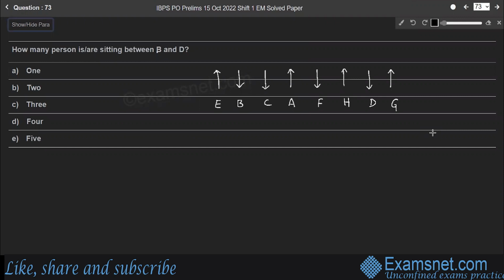Question 73. How many persons are sitting between B and D? Between B and D, there are 1, 2, 3, 4 persons, right? Therefore, 4 persons are sitting between B and D. Hence, option D is the right answer.